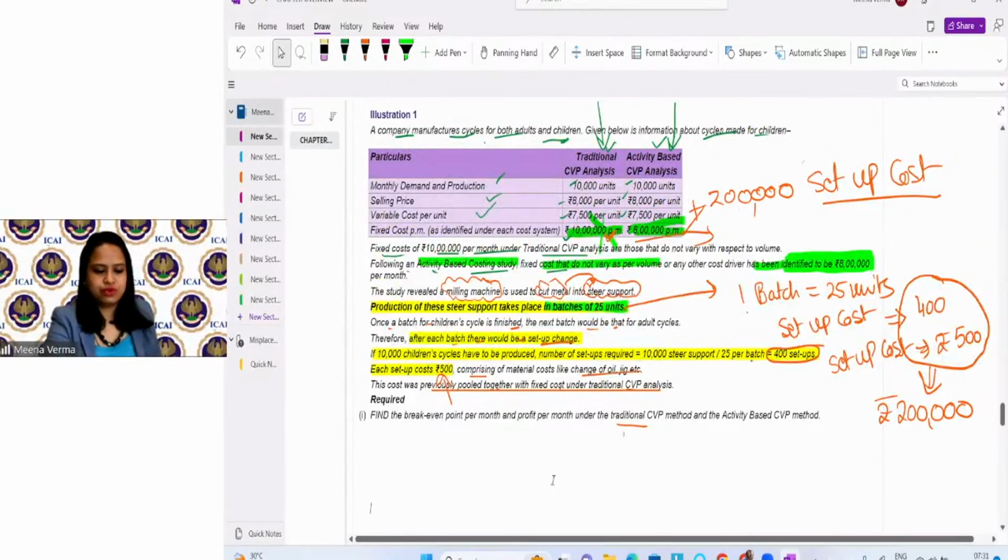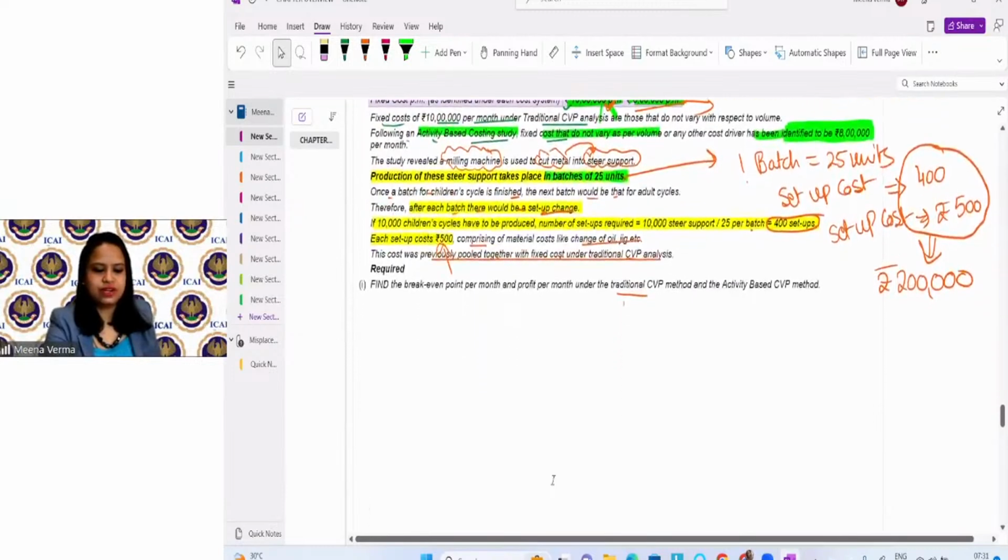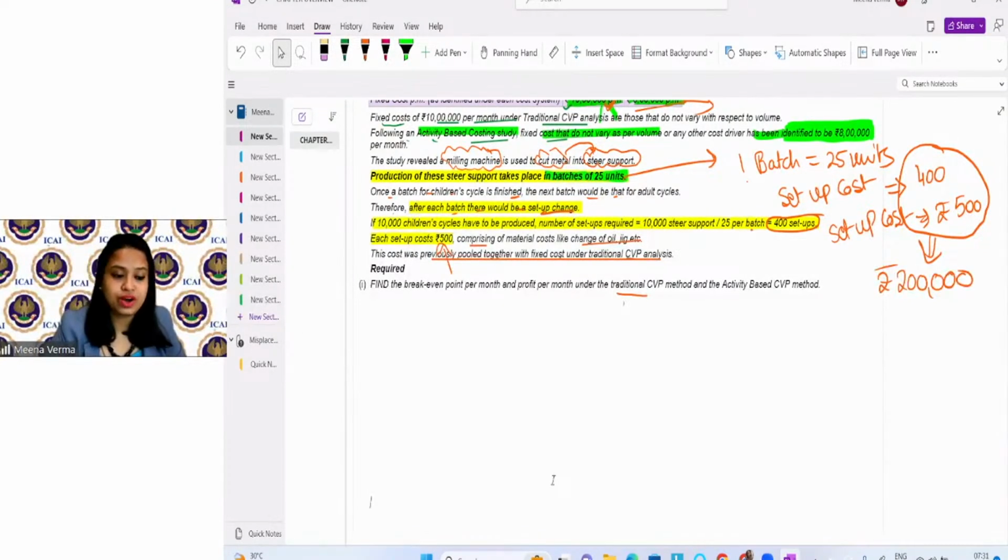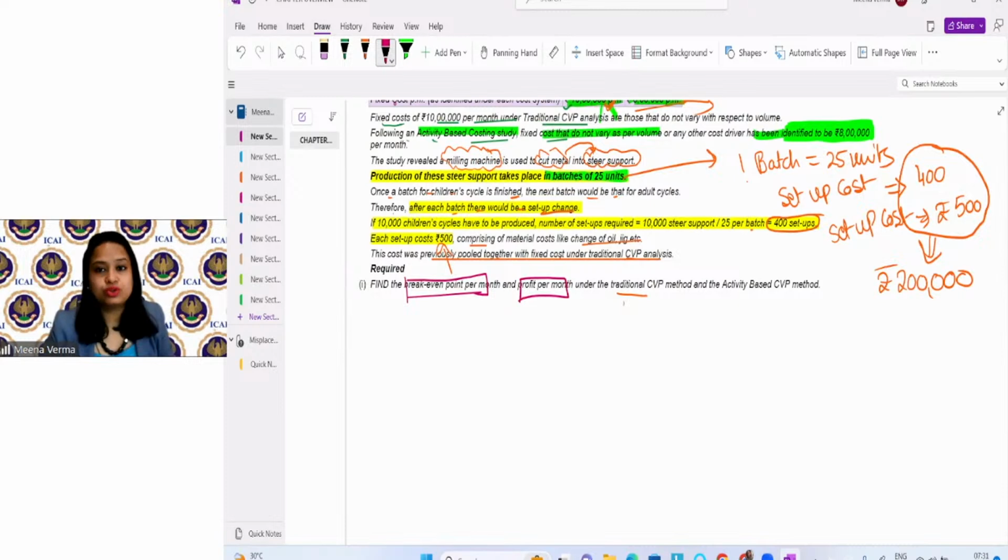So what do we have to find here? We have to first find the break-even point per month and the profit per month. We have to find two things here. Just read the question carefully and the requirement of the question. They're asking you to find the break-even point, and then they're asking you to find the profit under both methods. All right, let's do this question.